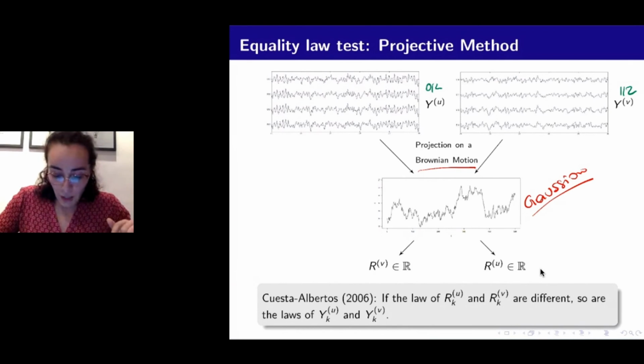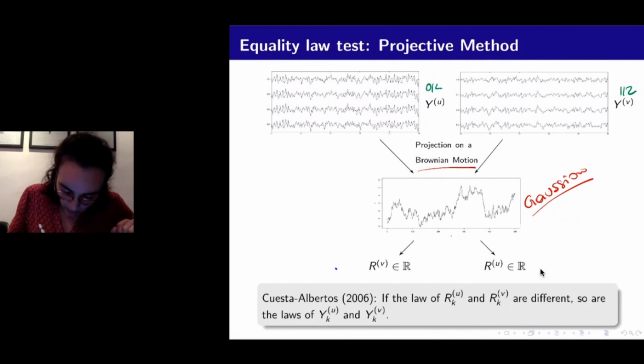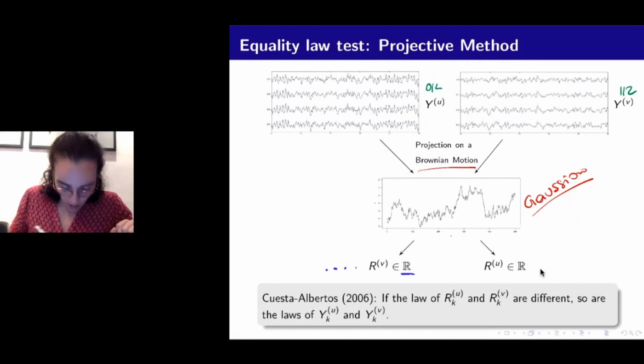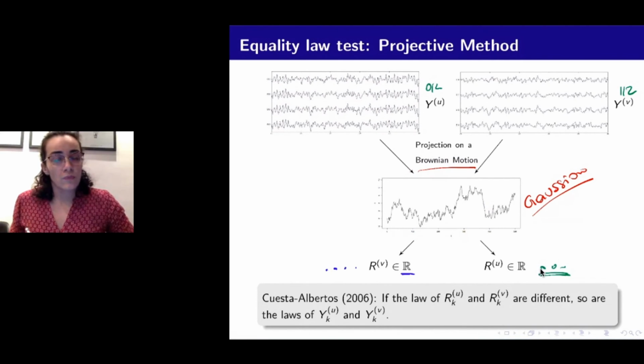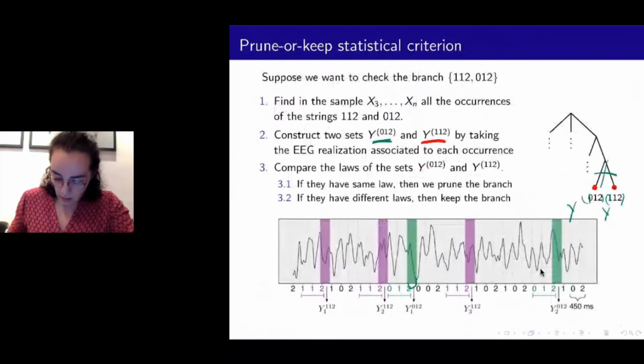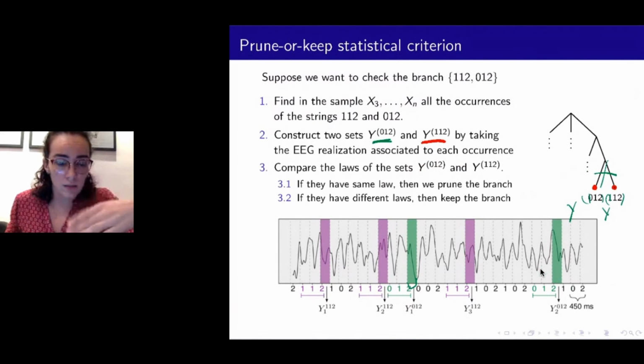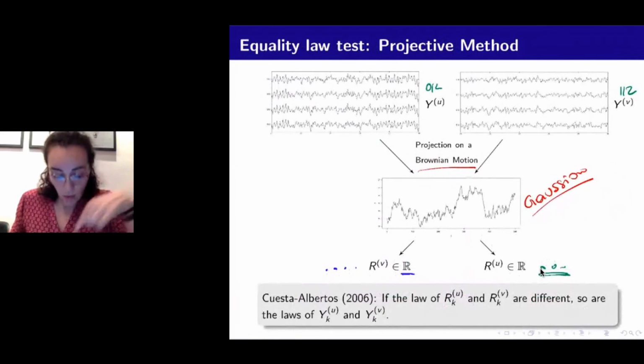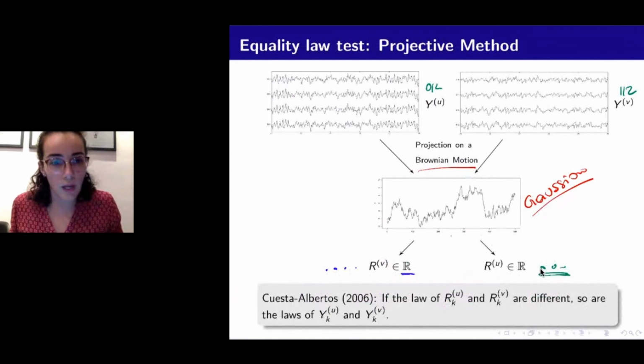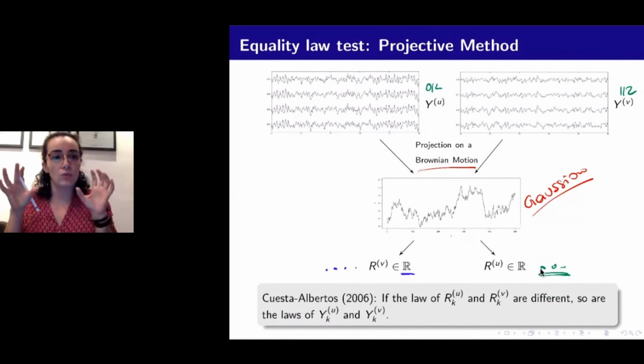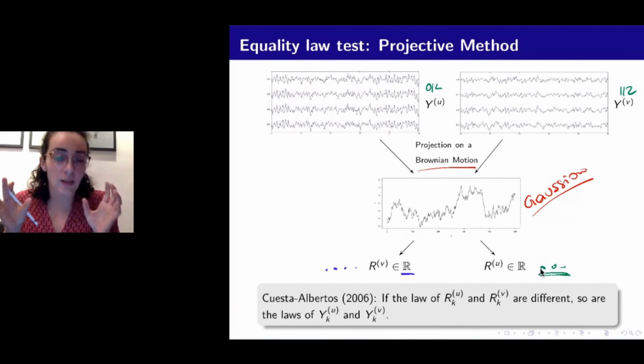So if I do it for each one of these functions, I project on this Brownian motion, I will have here a set of points in R. And here I will have another set of points in R. So instead of looking at this purple or green piece of functions, I will look at this purple or green points. And then I have now two sets of points in R. And for these, we know how to test law equality, right? For instance, using some Kolmogorov-Smirnov test.